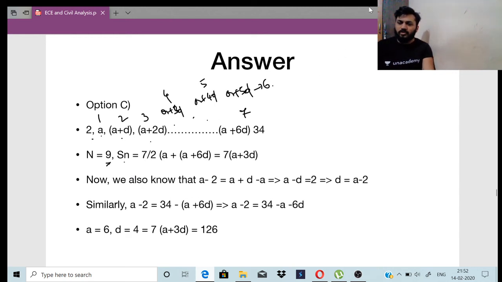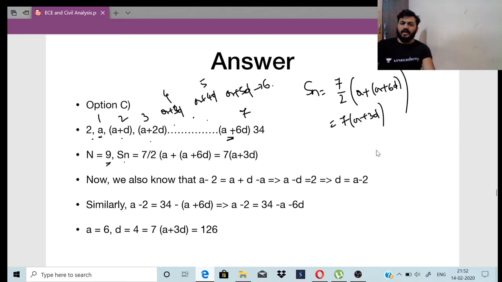Sn is equal to, first we will find out the value of Sn, right? How many numbers are between them? 7 by 2 into (a plus a plus 6d), right? First one is a, the last one is a plus 6d. So this will be equal to 7 into (a plus 3d), right? 7 into (a plus 3d).